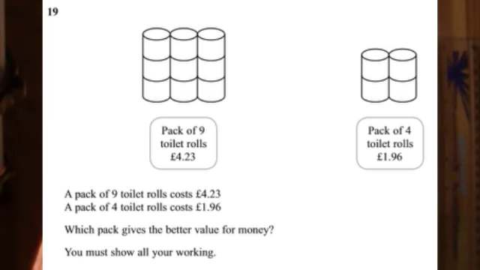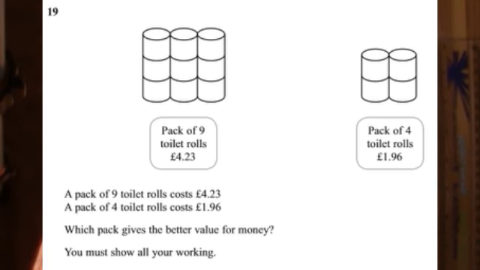Question 19. A pack of 9 toilet rolls costs £4.23. A pack of 4 toilet rolls costs £1.96. Which pack gives the better value for money? You must show your working.